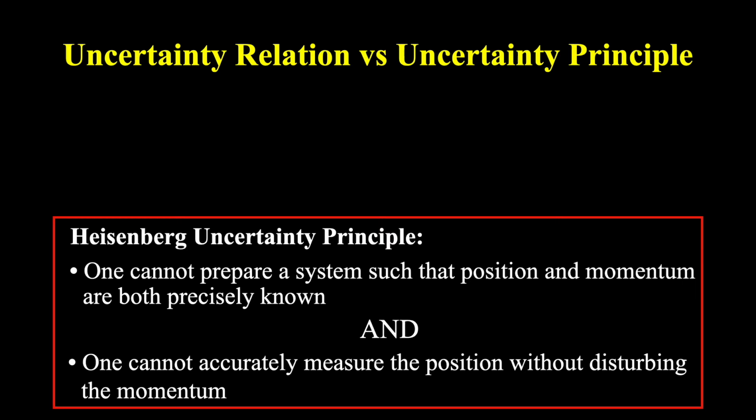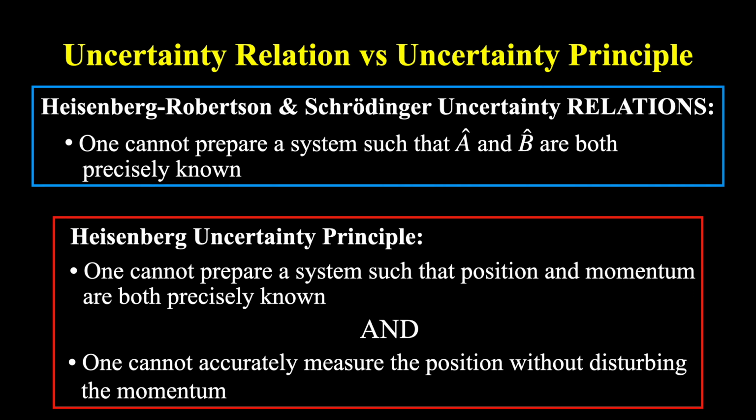However, in terms of this distinction, what I've been calling the Heisenberg-Robertson uncertainty principle and the Schrödinger uncertainty principle should technically be called relations. And the reason is that they are results that are derived based on the way physical systems are prepared. They do not say anything about how a measurement disturbs a system.